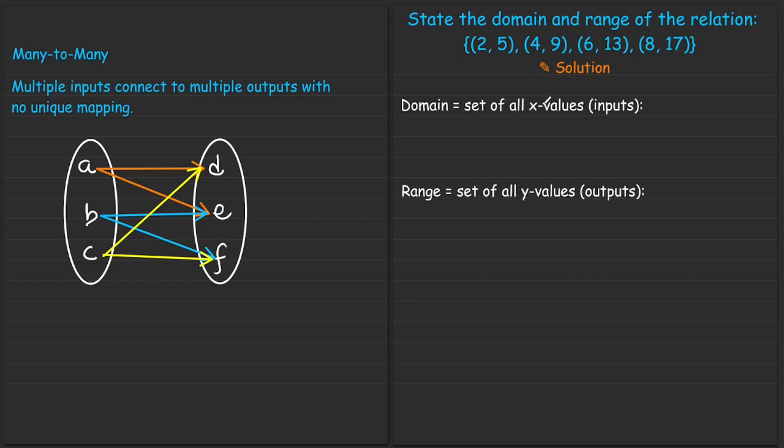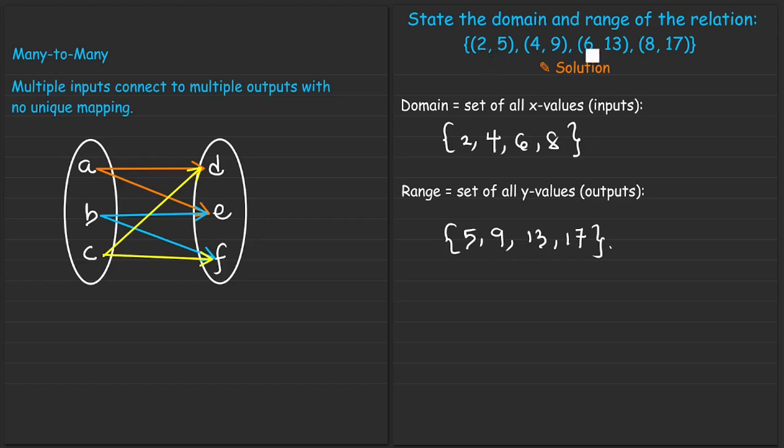So, listing out what we have for the domain, we have what? The 2. So 2 from here, that is all the x values. You see? So 2, then a 4, 6, and then 8. These are our domain. Then the range is the set of y values. So we have the 5, the 9, 13, and then 17. These are also our range, and that is just it for this question.